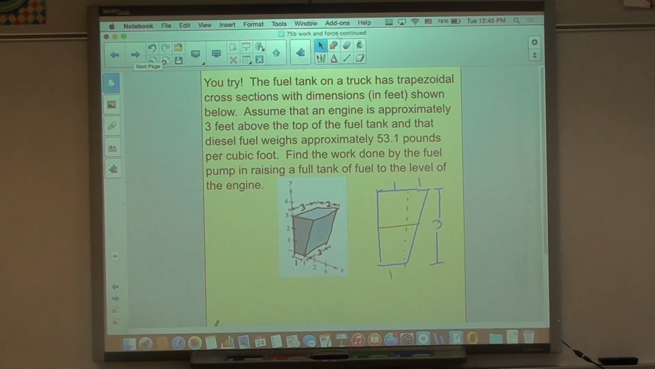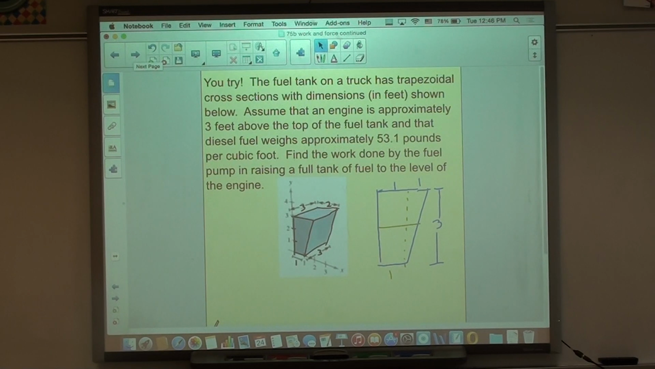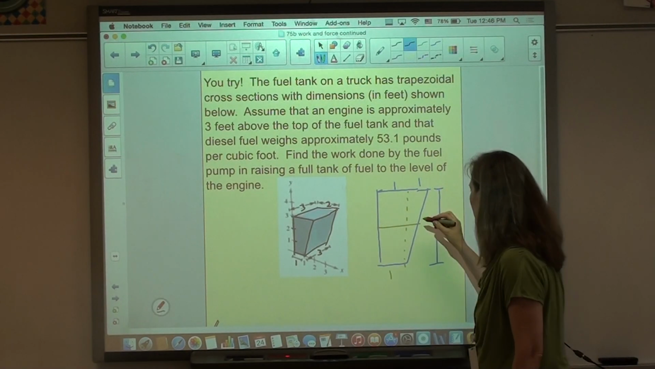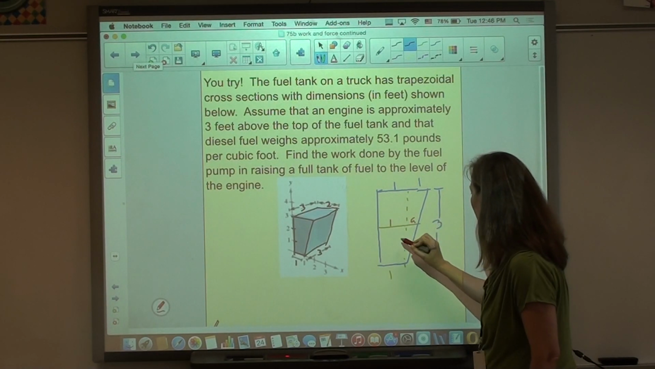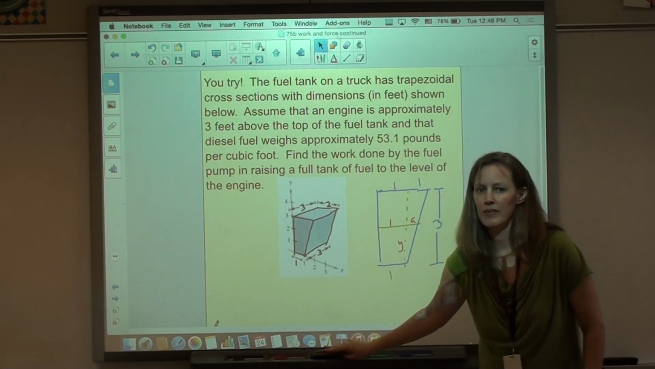It's just like the last problem. It's 1 plus 1 third. I'll even give you a little hint. If you call this 1, call this little part A, and that height y, see if that helps you.